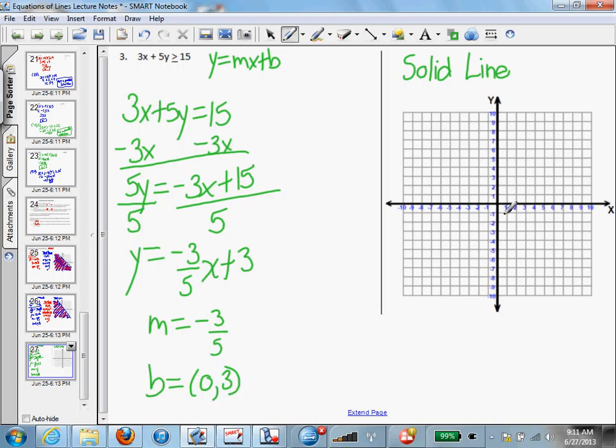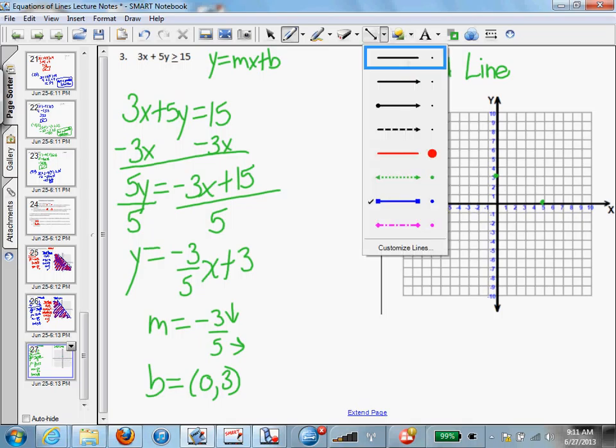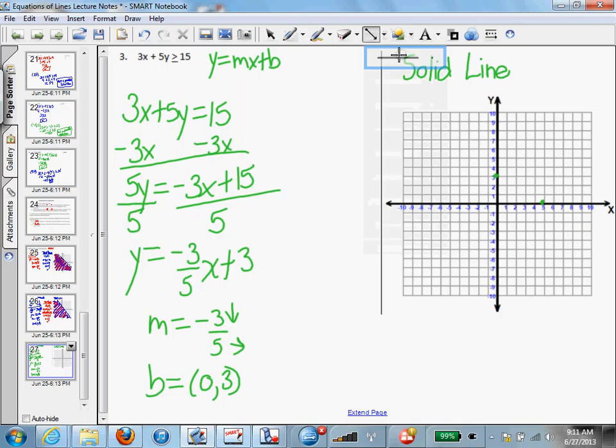So now let's take a look by graphing the y-intercept first, which is 0, 3 right there. Using our slope, we go down 3 and to the right 5. So go down 3 and to the right 5. Okay, now we have 2 points. That's all we need. Let's select a solid line and let's graph these. And it should look something like that.